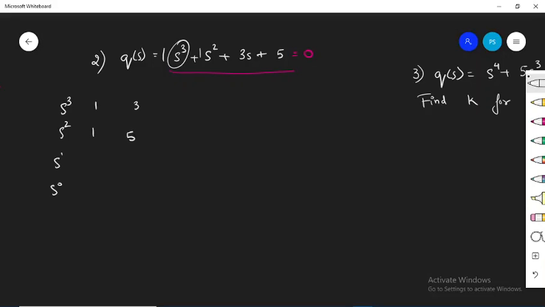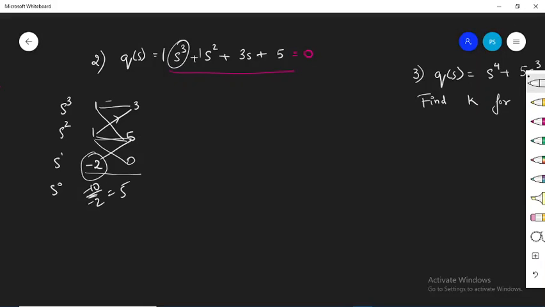Okay, now in this, the next row, s to the power 1, you have to fill. This is going to be 1 into 3 minus 1 into 5 divided by 1. Okay, 1 into 3 is 3 minus 1 into 5 is 5. So 3 minus 5 divided by 1. So this is going to be minus 2. Okay, there is nothing further, so this will be 0. Next, this term is going to be minus 2 into 5, that is minus 10, minus 0, so it's minus 10, divided by minus 2. So it's minus 10 divided by minus 2, that means it's going to be equal to 5.